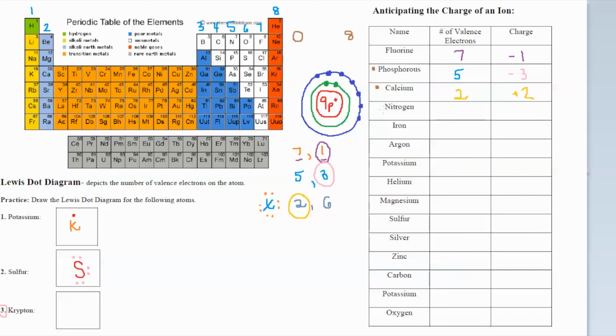So what I want you to do right now, for homework, you need to complete nitrogen, you need to complete argon, and I need you to do potassium. And that's all there is. All right?